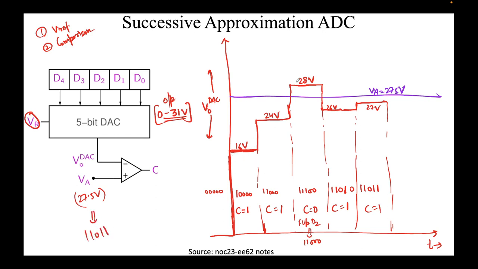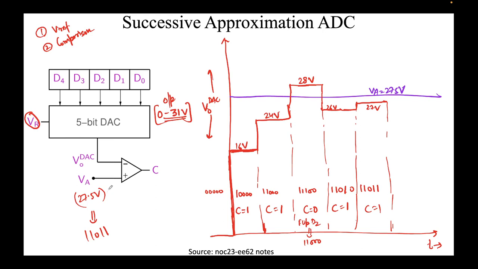And you see this kind of fluctuation. This is why it's named successive approximation: first we are approximating the MSB, then the next bit, then the next bit, and then the next bit. We are doing a hit and trial essentially. This is a way to find out the digital output corresponding to a given input.